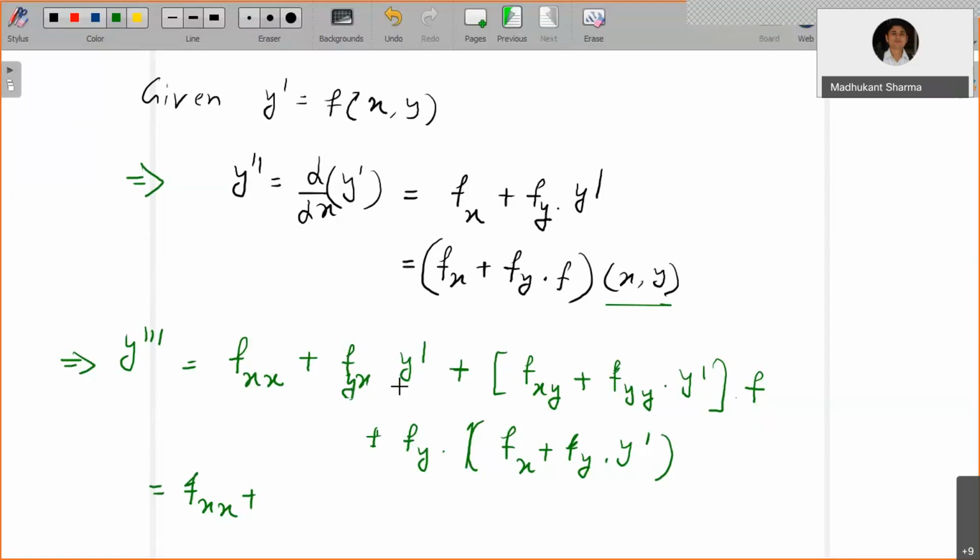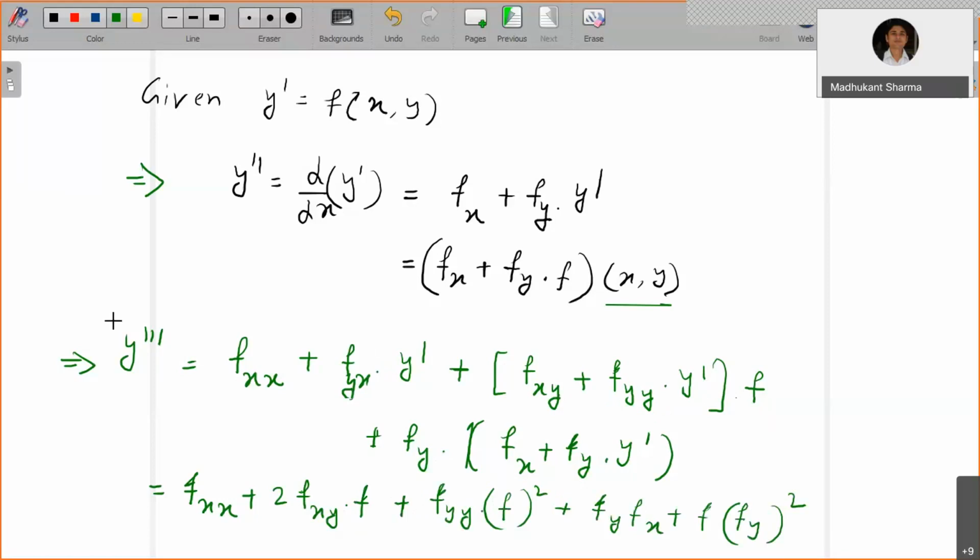So suppose the mixed derivative theorem is applicable, so that fyx and fxy are the same. Then y dash is f, so I replace y dash by f here. So you have 2 times fxy dot f. So this term is over, now this term and this term. Then you have plus fyy dot f into f, so fyy times f square, plus fy times fx plus y dash is f, times fy whole square.